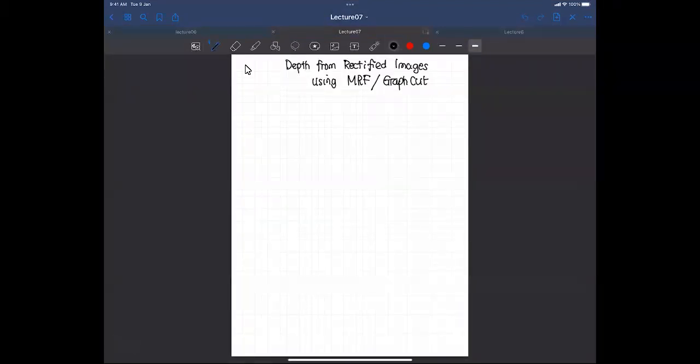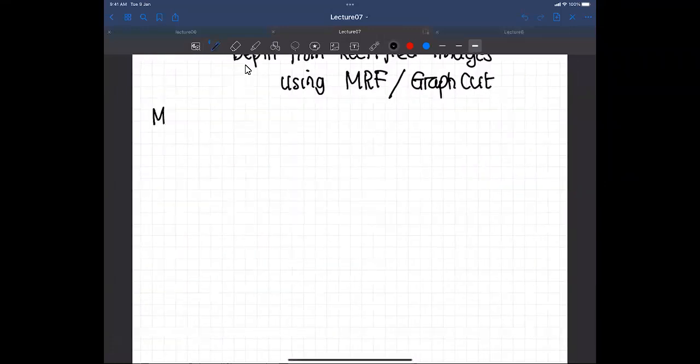And the solution is using Markov random field. So MRF is the solution that we are using. And this is described as follows. T here is the depth, or disparity. Let's put it as disparity map. Okay, T here is a map. It's a matrix. It's not just a single value, but a matrix. So T is a map.